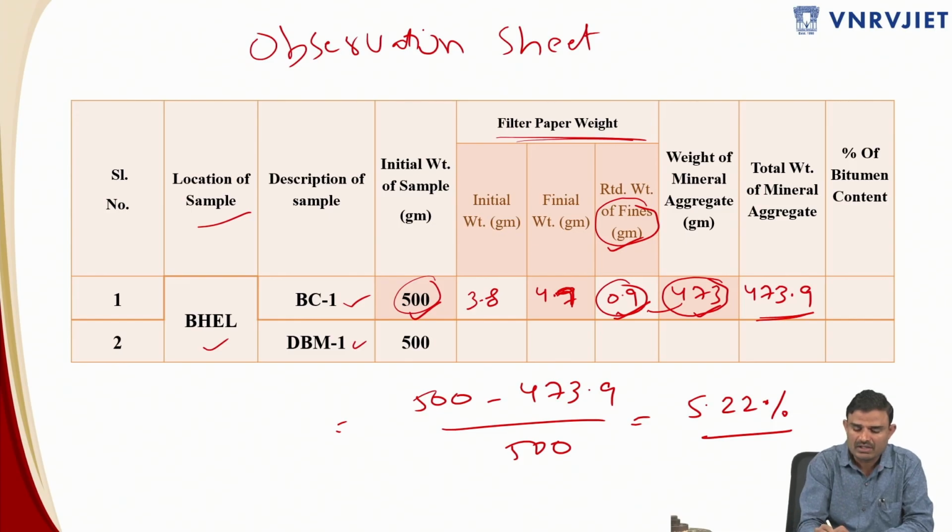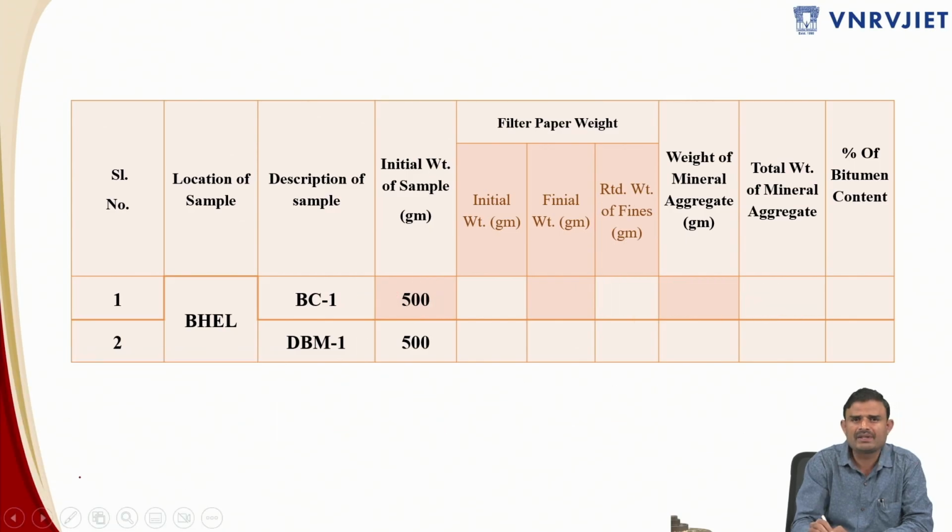So for BC1, similarly you can go for estimating the bitumen content for whatever mix you have got. I have got the values for DBM1 also. Again the same thing: the weight of the bituminous mixture is 500 grams, and the initial weight of the filter paper is again 3.8 grams, and the final weight is 5 grams.